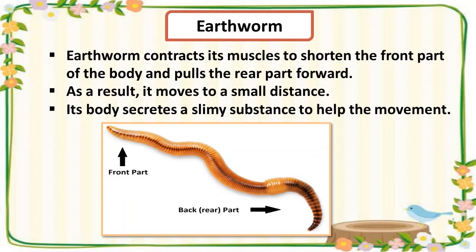During movement, the earthworm first extends the front part of the body, keeping the rear portion fixed to the ground. Then it fixes the front part and releases the rear part. It then shortens the body and pulls the rear part forward. This makes it move forward by a small distance. Repeating such muscle expansions and contractions, the earthworm can move through soil. Its body secretes a slimy substance which helps in the movement.